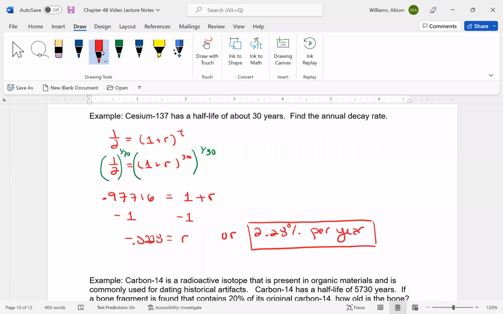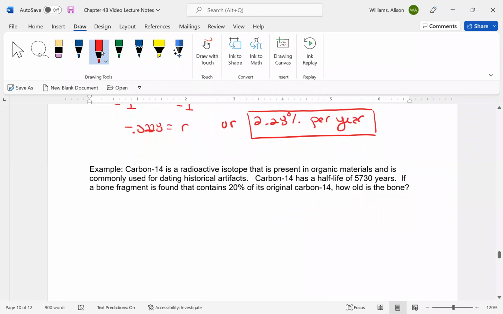Okay, now here's how it works when we're talking about things like carbon dating. Carbon-14 is one of the longest decay rates. It has a half-life of 5,730 years, which is why we use carbon dating on objects, because often there's still carbon left in the object for us to measure so we could figure out how old the object actually is.